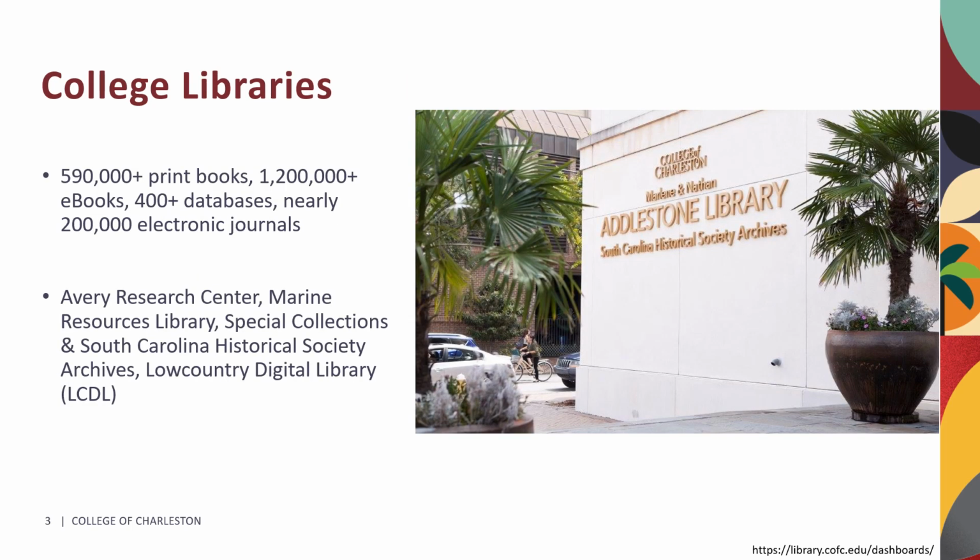Here's a bit of an overview of our library collections and branches at the College of Charleston campus. Largely, the campus community is served by our main branch, Addlestone Library, which also houses our special collections, and additionally the archives of the South Carolina Historical Society. Under our umbrella, we also have the Avery Research Center, the Marine Resources Library, and the Low Country Digital Library, which provides our electronic presence. So we have a plethora of information resources available, and assessment work helps get folks informed about these resources.